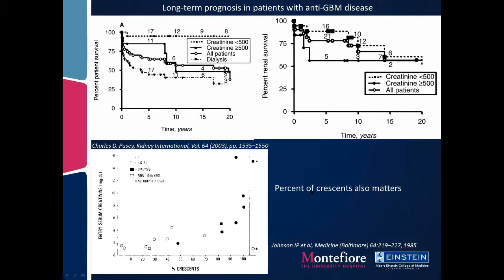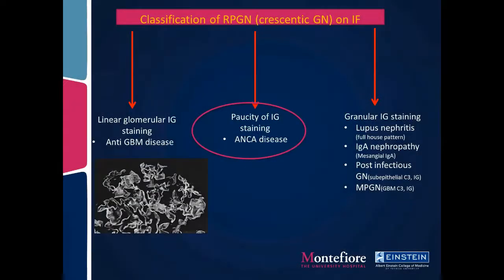The percentage of crescents on biopsy also matters. The higher the number of crescents and the higher the serum creatinine, the more the chances of the patient staying dialysis dependent compared to them coming off dialysis. So if they have severe AKI on dialysis, and if you do a biopsy and they have a significantly higher percentage of crescents, those are bad prognostic signs for patients with anti-GBM disease.